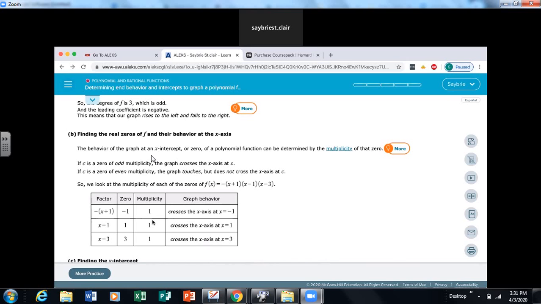Alright, so what's that say? The behavior of the graph at an x-intercept or 0 can be determined by the multiplicity of that 0. If C is a 0 of odd multiplicity, the graph crosses the x-axis at C. If C is a 0 of even multiplicity, the graph touches but does not cross the x-axis at C. Holy moly, I'm going to take a picture of that right there.